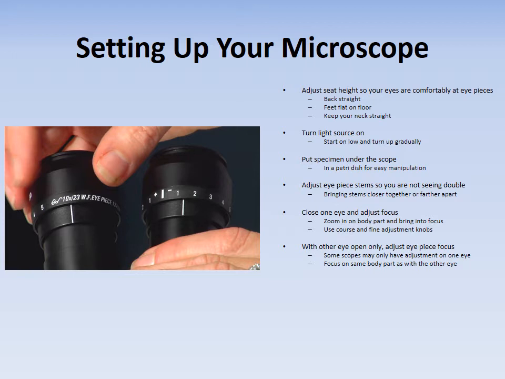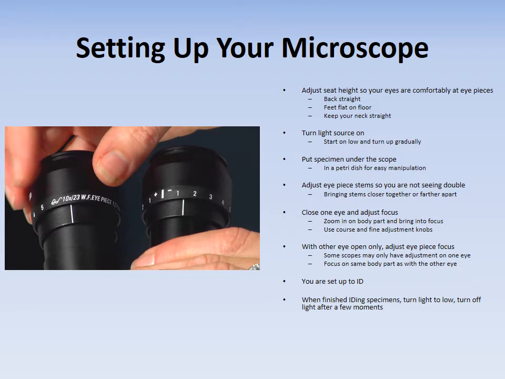And so with the other eye open only, adjust the eyepiece focus. Some scopes, again, only have one adjustable eyepiece, so you want to make sure that the first eye is the one that is not able to move. And then you'll spin it, making sure that the same body part is in perfect focus for both eyes. And then you're ready to ID.